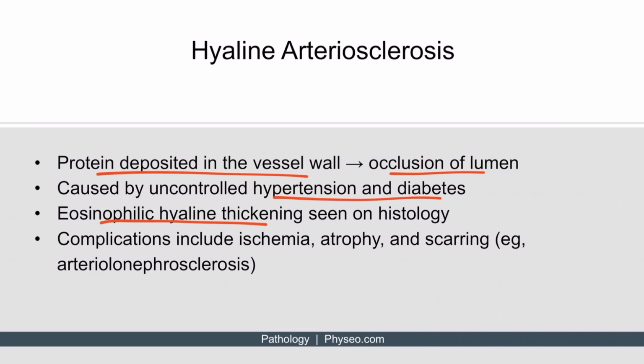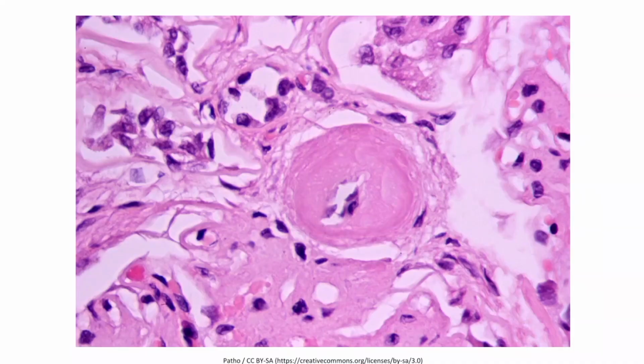Lastly, complications include ischemia, atrophy, and scarring. A common disease associated with this is known as arteriolonephrosclerosis, which is scarring of the nephrons due to hyaline arteriosclerosis. Here's an image of hyaline arteriosclerosis in the kidney. Notice the pink eosinophilic thickening right here occurring in a renal arteriole.